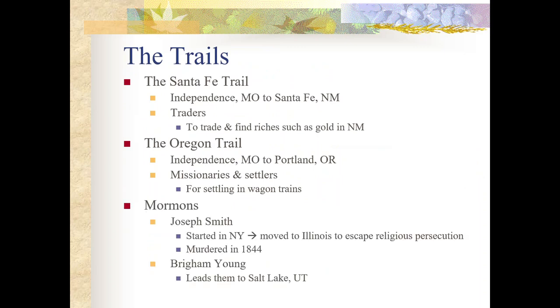Another major group that is going to be known for settling the West are the Mormons. Joseph Smith, he and 5 others, had started the Church of Latter-day Saints in New York, and they're going to start to gather a religious following. They even advertised in England itself to encourage citizens to immigrate into the United States to become members of the Church of Latter-day Saints.